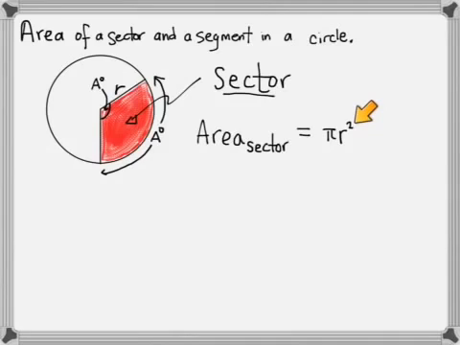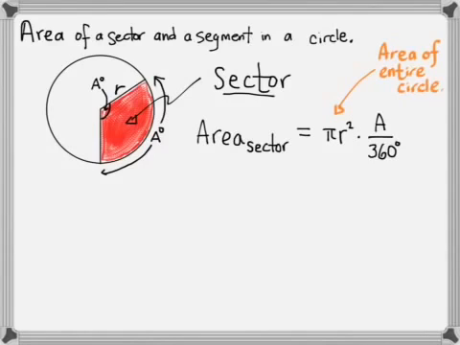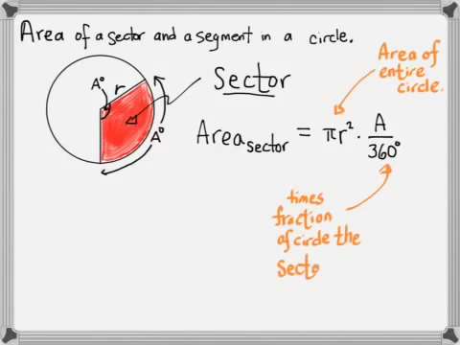We simply take the whole area of the circle and multiply by our angle divided by 360, which tells us what fraction of the circle we've got. If A were 90, 90 divided by 360 is 1/4, and so we'd have 1/4 of the area. This completes the formula. It's very straightforward. Just to reiterate, the formula is the area of the entire circle times the fraction of the circle that the sector comprises. So that's that first formula.